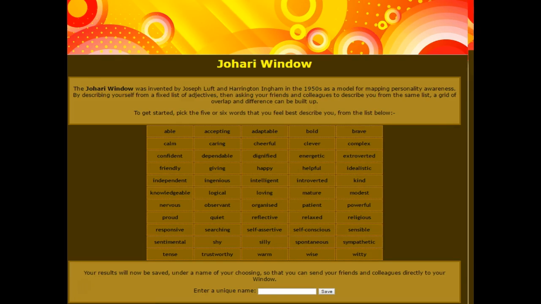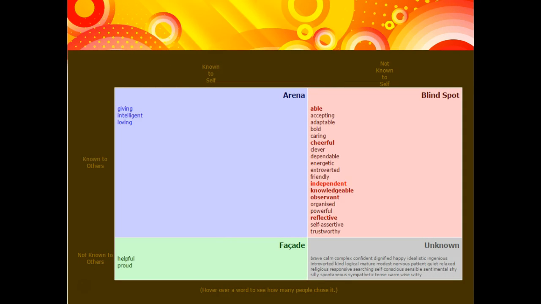Now here comes the cool part. You're going to see some version of this. Here is my Johari window. So here, this is the area that is known to me and is known to others. That's the arena. That's the area where we all agree: I see me this way, they see me this way.